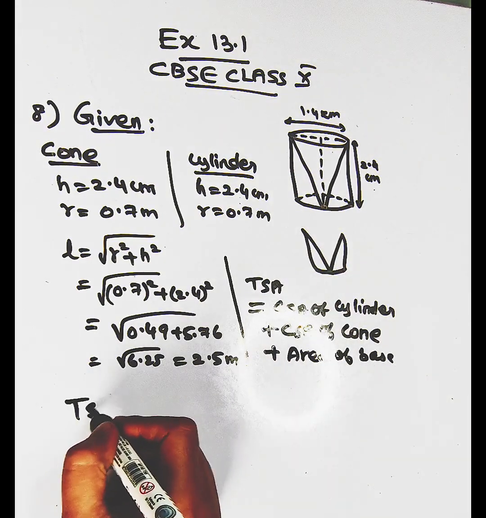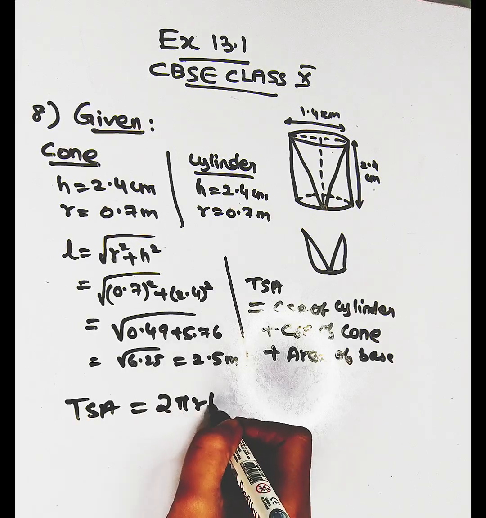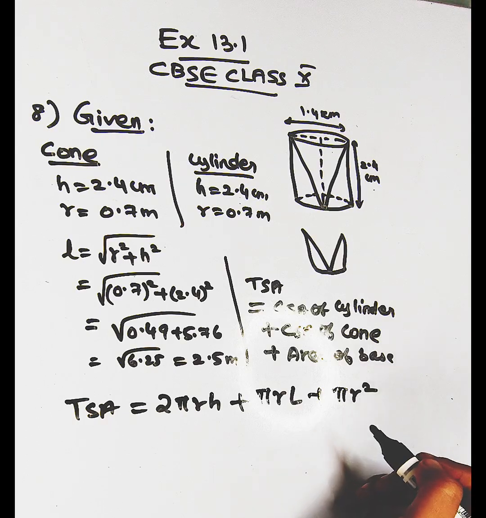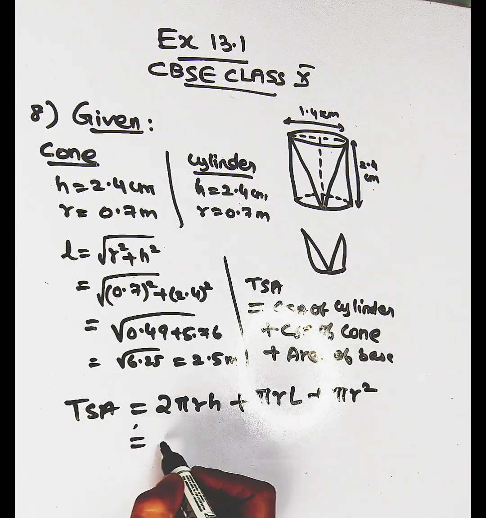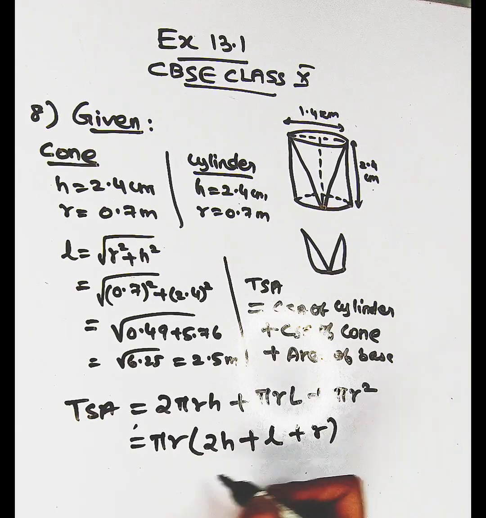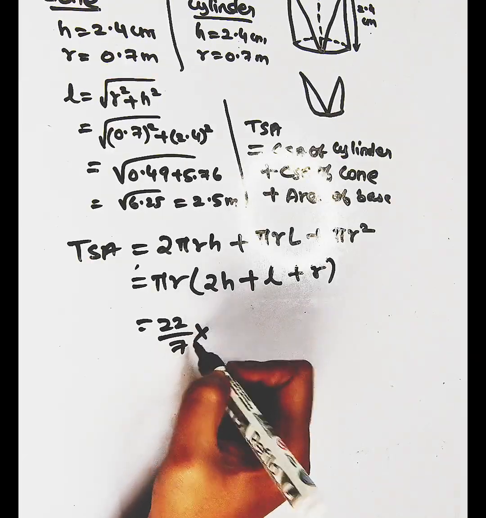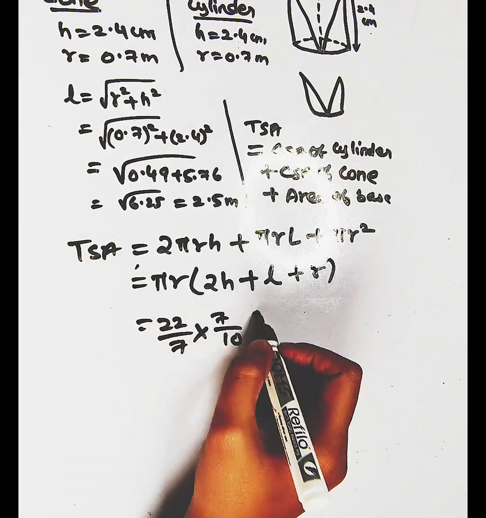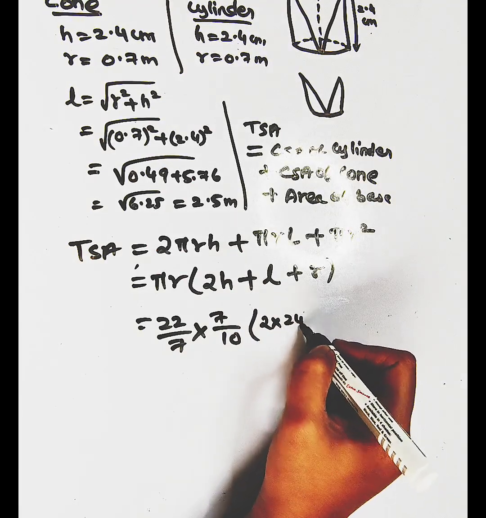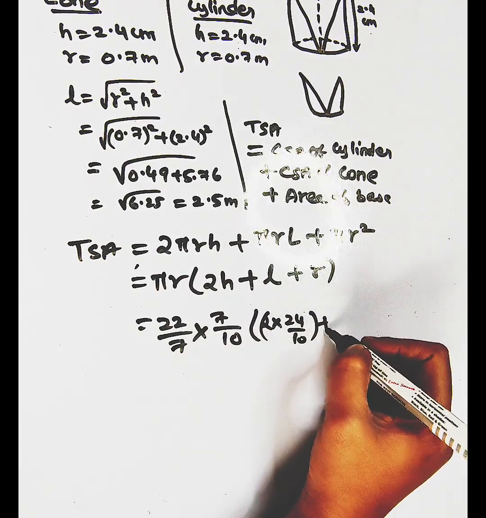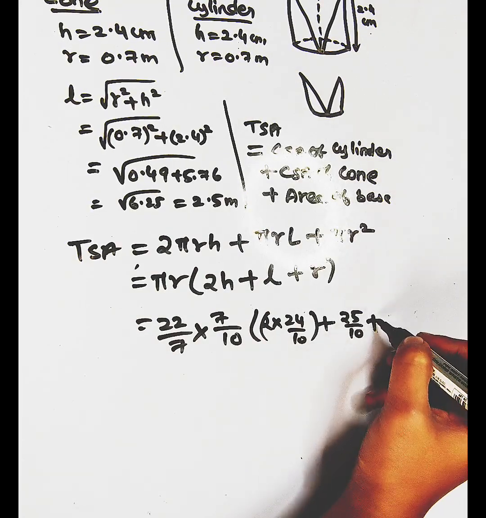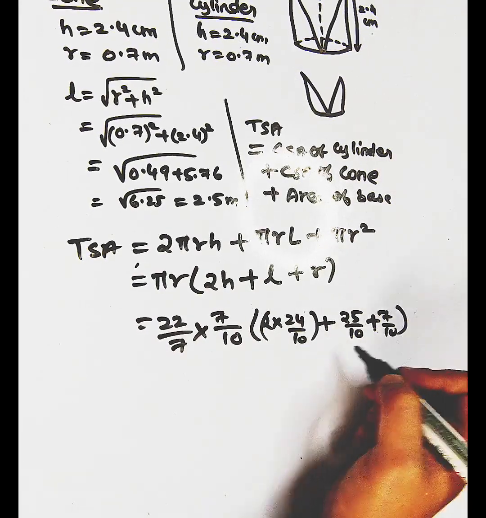CSA of cylinder is 2 pi r h, cone is pi r l, base is pi r square. If you see, pi r is common, so we can take pi r out. It will be 2h plus l plus r. Substitute the values. 22 by 7. R, I am taking it as 7 by 10 instead of decimal. If you want, you can use it as decimal. And 2.4 as 24 by 10 plus slant height 2.5, that I am taking as 25 by 10, plus r again as 7 by 10.